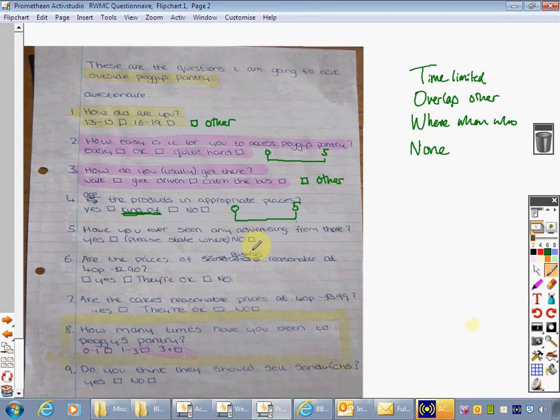Are the prices of pastries reasonable at 40p to £2.90? Yes. They're okay. No. If they're okay, then they're yes. Again, there's some ambiguity there. Question number 7. Are the cakes reasonable prices at 40p to £3.99? Yes, they're okay. No. Dealt with that question there.